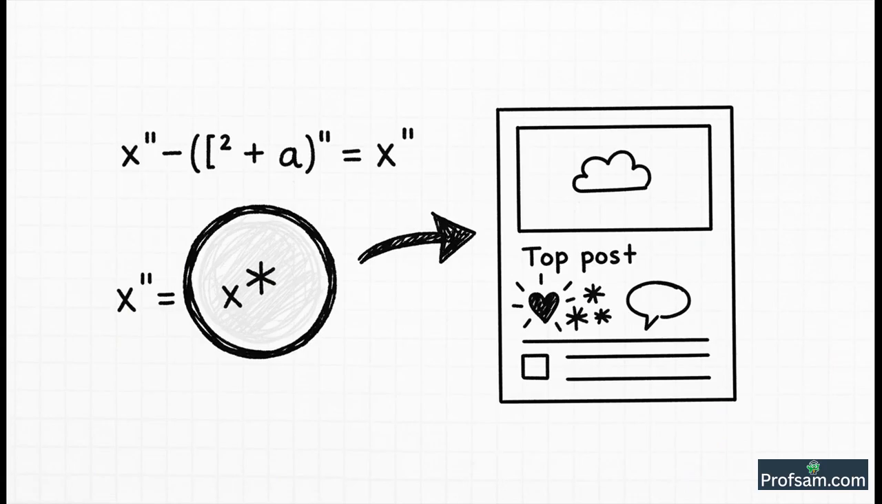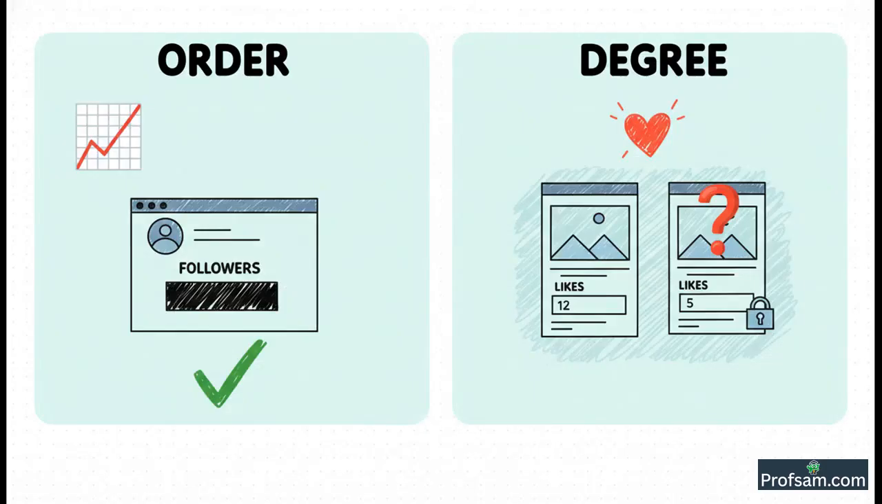So if order is the follower count, what's the degree? Well, it's like the engagement, the number of likes or comments on their most influential post. And our most influential post is just the highest order derivative. The degree tells us the power, or the hype level, of that specific term. Look at this side-by-side comparison. It makes the difference really clear. Order is about which is the highest derivative. It's the overall influence, like a follower count. Degree is about the power of that specific term, the engagement on that one top post.